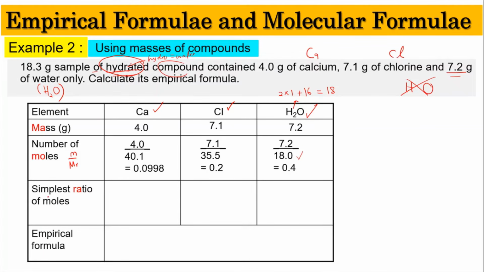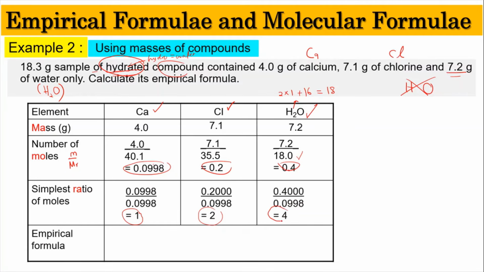Now we're going to find the simplest ratio of mole, where we're going to divide the number here with the smallest number between them. So the smallest number here is 0.0998, right? So 0.0998 divided by itself, then we can get 1. Then we're going to repeat the same process, which is 0.2 divided by the smallest number, which is 0.0998, we get 2. And then 0.4 also divided by 0.0998. So we're going to get roughly 4.